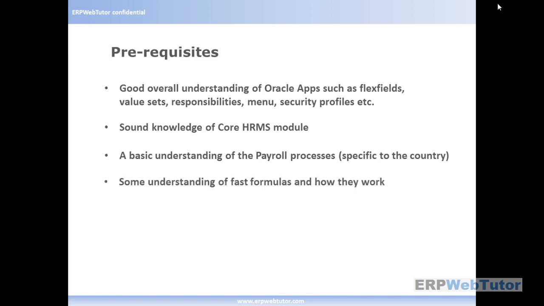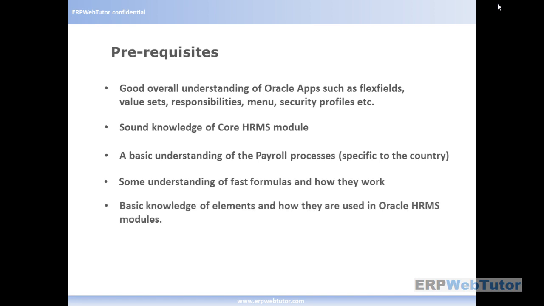Some understanding of fast formulas and how they work. Before you start doing this, try to get some materials on how the Oracle fast formulas work. You don't need to be an expert, and we will try to explain the fast formulas that we will be using for this demo. But it's good to have some understanding of what fast formulas are, how they are processed, and how you're going to use them. Of course, you need to have basic knowledge of elements. That word should not be foreign to you. So when you hear elements, you should know what we're talking about in relation to Oracle HRMS and payroll.